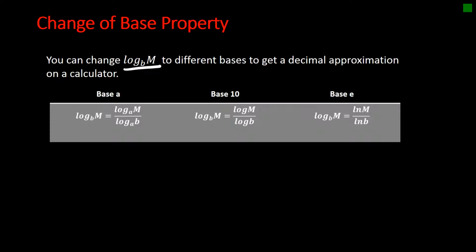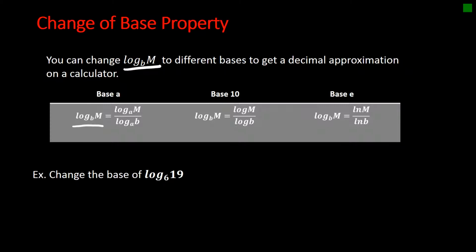So here, if we want to change log base b of m to any base a, it is log base a of m divided by log base a of b. If you want to change it to base 10, log base b of m is log of m over log of b. If you want to use natural log, log base b of m equals natural log m over natural log b.